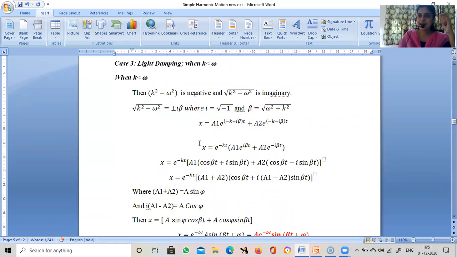So from our general solution of the differential equation, we have x is equal to a1 e raised to minus k plus i beta into t, plus a2 e raised to minus k minus i beta into t.